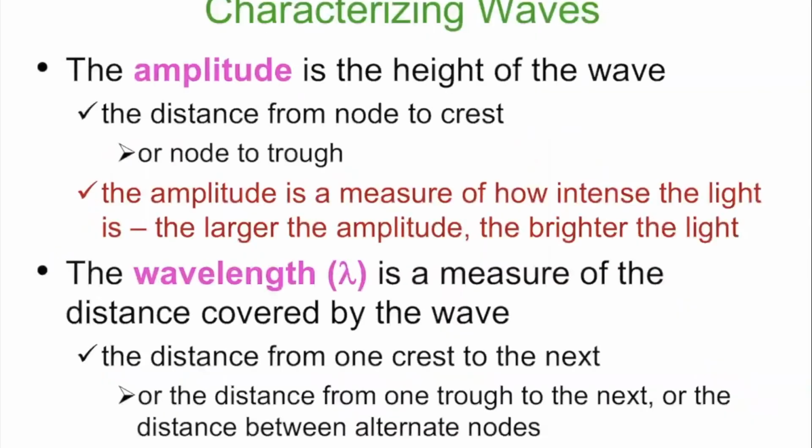So here are informal definitions. The amplitude is the height of the wave, the distance from the node to the crest. The amplitude measures how intense the light is. The larger the amplitude, the brighter the light. The wavelength measures the distance covered by the wave. You're going to see how that changes, and as it changes, we're going to be discussing every different color.